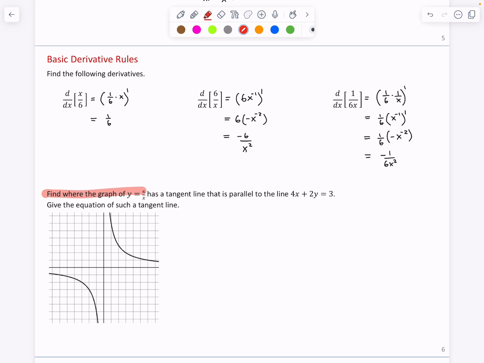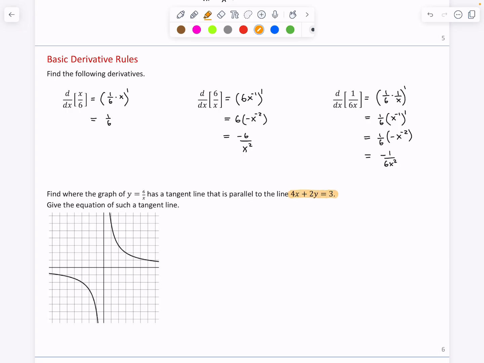In our last set of instructions, find where the graph of y equals 6 over x has a tangent line that is parallel to the line 4x plus 2y equals 3. Give the equation of such a tangent line. Notice that this function right here is our middle case, and that graph is shown in the image here.